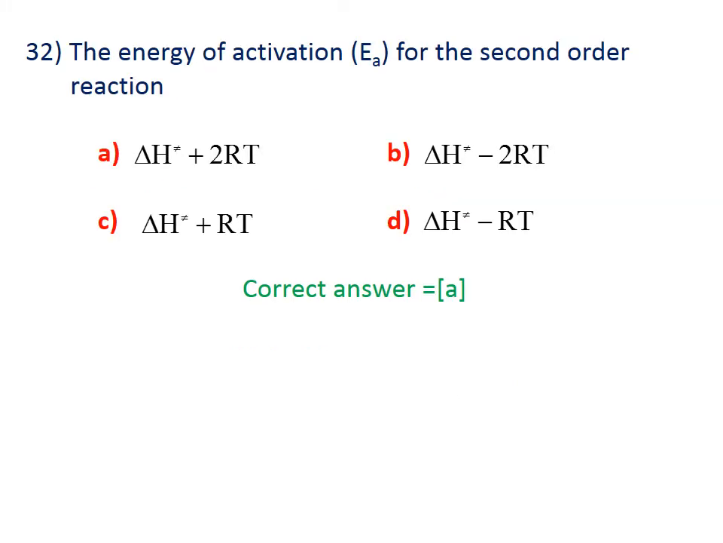32. The energy of activation Ea for the second order reaction. According to Arrhenius theory, as you know very well, the energy of activation will be equal to delta H double dagger plus 2RT. Therefore, the correct answer is A, delta H double dagger plus 2RT. If it is a unimolecular reaction, Ea will be equal to delta H double dagger plus RT.